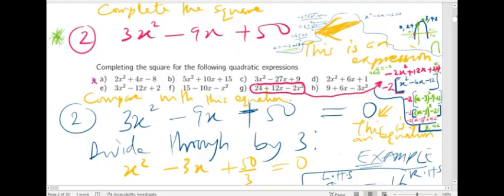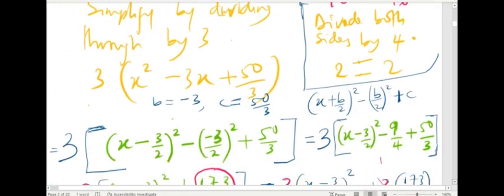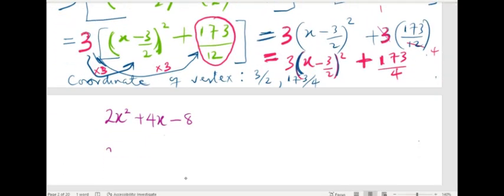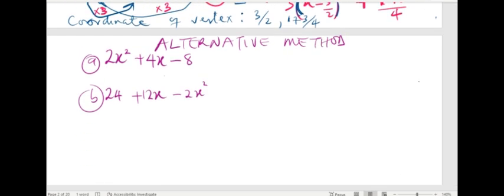Or let's even use this one that we already have the answer to, so that we can compare the answers: 24 plus 12x minus 2x squared. So we have to complete the square. Now this is the alternative method. By the way, we are required to put the equation in this form.